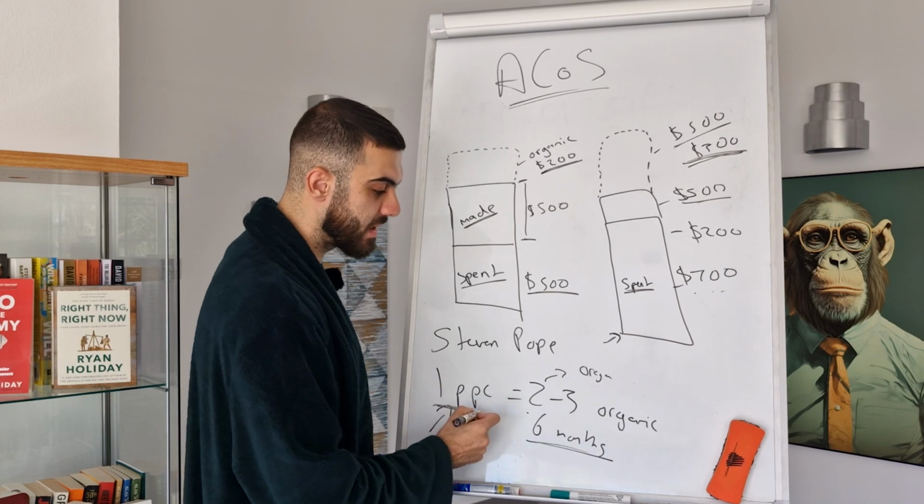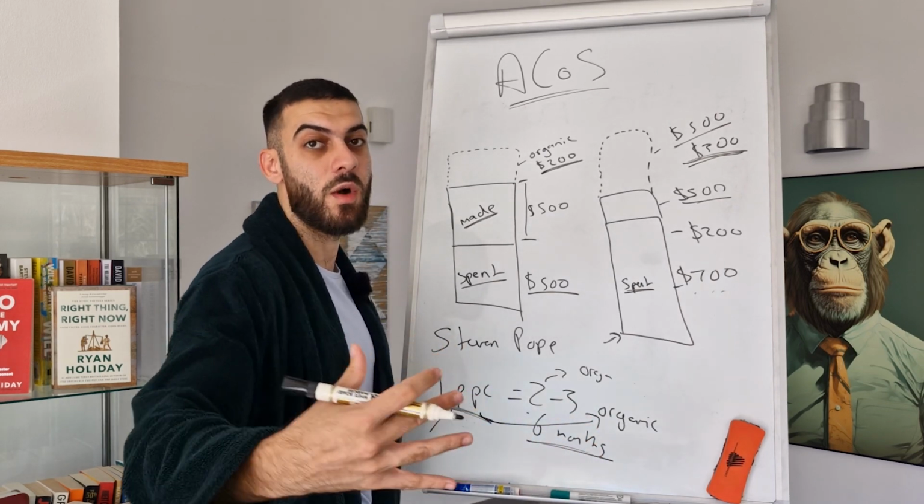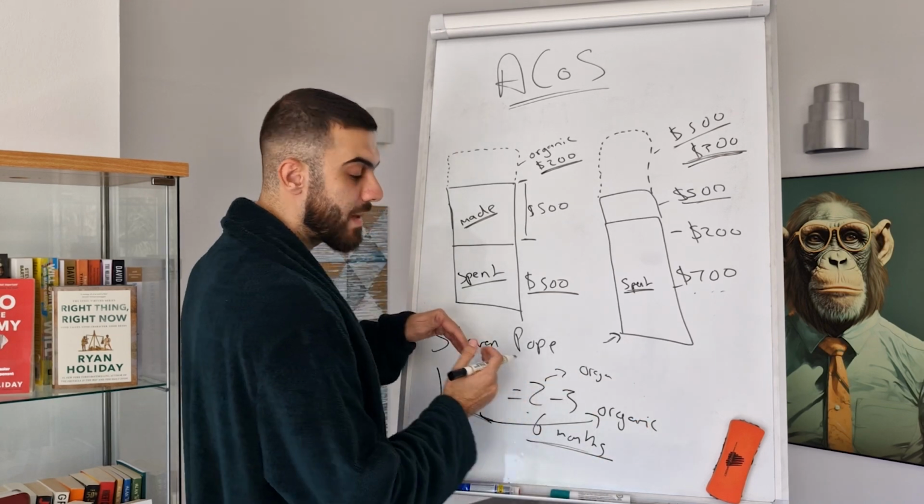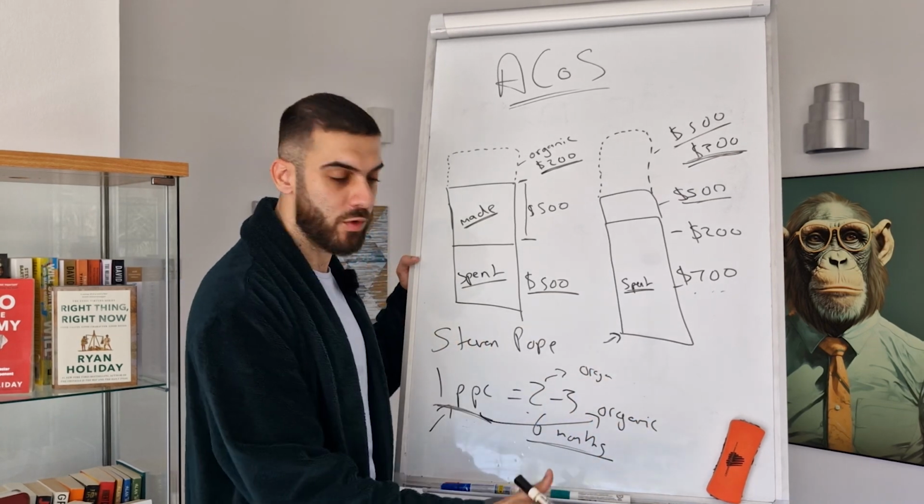Because like I said, PPC and organic work together. They are one. They help each other. However you affect one, you will affect the other. If you treat them as separate entities, it's going to be very difficult for you to grow your book.